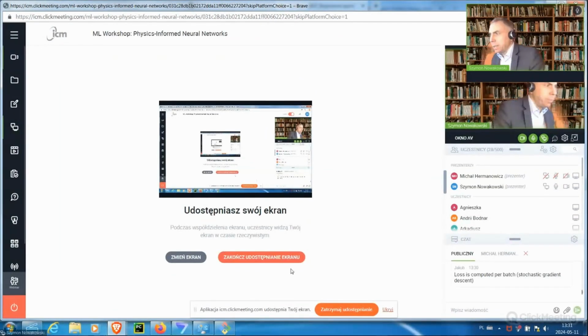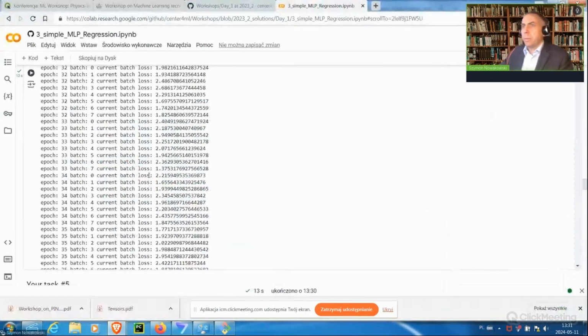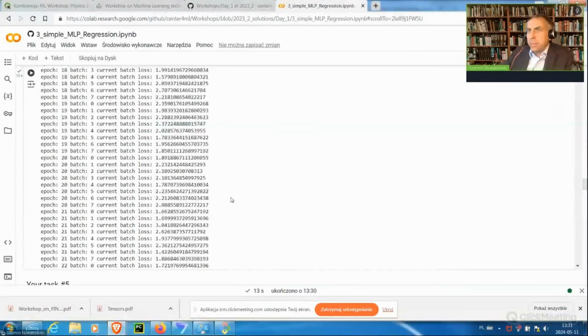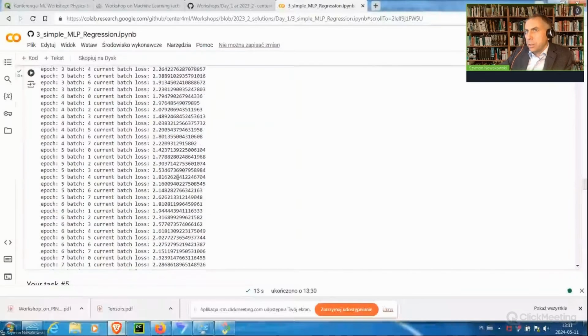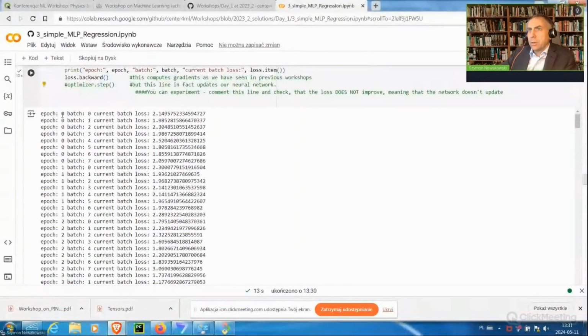Loss is computed per batch. Yes, this is true. Loss is computed per batch, so we get different values because in a batch we have different numbers. And another question emerges. Have a look here. For epoch 0, batch number 0 has this loss, and apparently the same network for the same batch number 0 gets another loss on the second epoch.